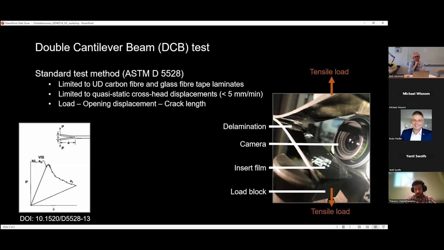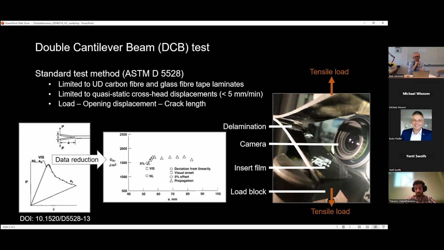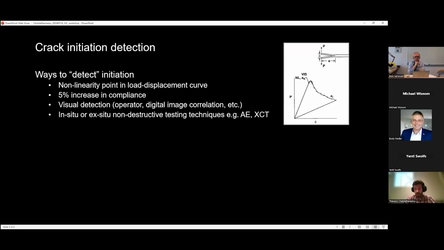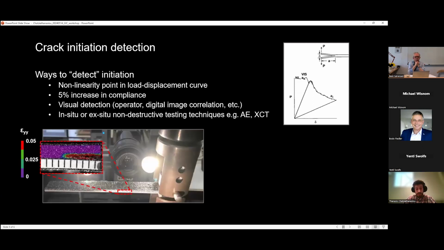And during testing, we typically monitor the load, the opening displacement, and the crack length, with which we can reduce the data and obtain the desired resistance curve, which plots the strain energy release rate versus the crack length. Now the potential issue starts where we already mentioned: there are numerous ways to define initiation. We can use the nonlinearity point in the load displacement curve. We can use the offset 5% increase in compliance, or we can visually detect the crack length using edge monitoring techniques, a camera, for instance, or if we want to be even more sophisticated, we can apply digital image correlation, and with certain methods, we can quite accurately extract the crack length from the edge.